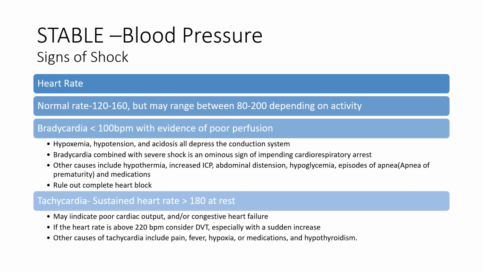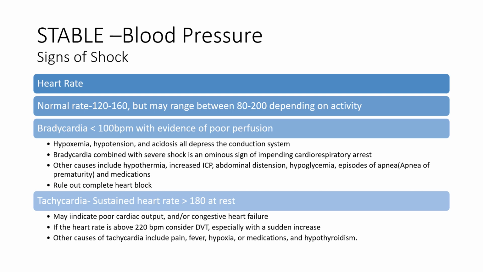Other signs of shock: heart rate, normal heart rates between 120 and 160, 80 to 200. Kiddos will get up to 200, crying and all that. Not a huge concern. Sustained above 180 or higher at rest is obviously where this comes up. Bradycardia, uh oh, I'm assuming they're going to code soon. Just be aware. Other signs may include hypothermia, increased ICP, abdominal distension, hypoglycemia, episodes of apnea, and you have to rule out a complete heart block.